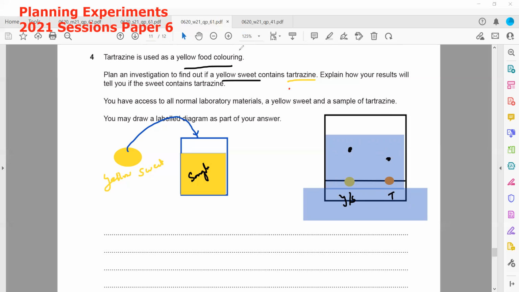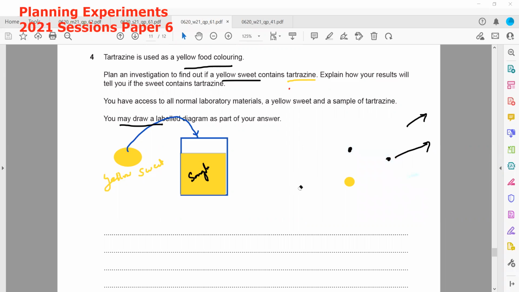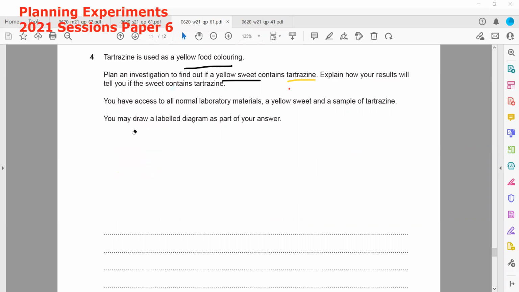And whenever a question says you may draw a labelled diagram, even if it is optional, you should draw one. I have to label the chromatogram, origin, sample, solvent. We have to mention all of this. In case you miss any point in the explanation, your figure or diagram will still help you to score the mark. So it is better you draw a diagram to answer these questions.